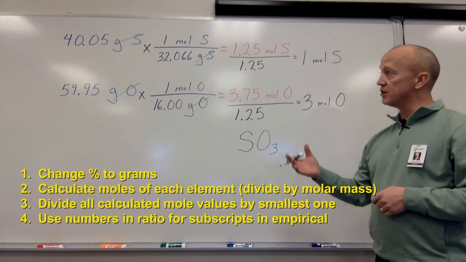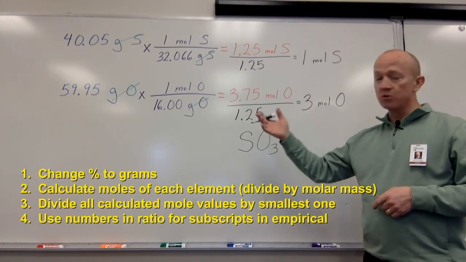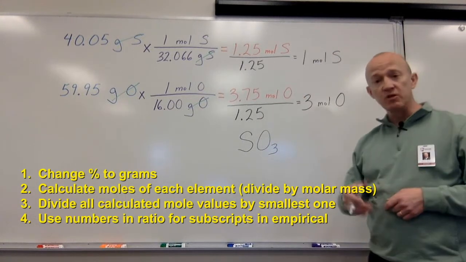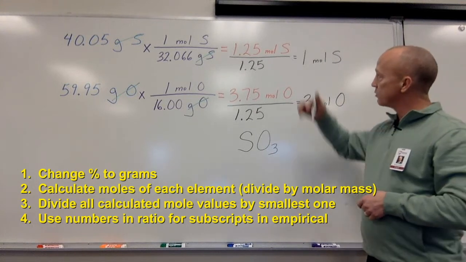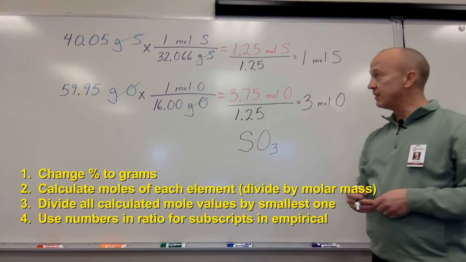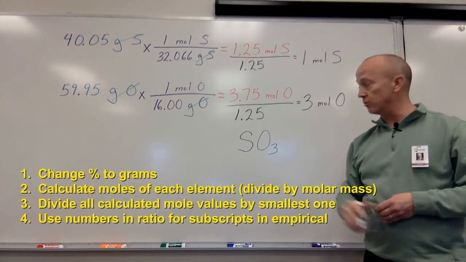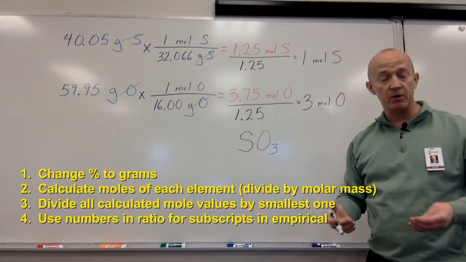Remember, we take the percentages and convert them to gram values. Then we find the moles of each element involved. We do this by dividing by molar mass. Once we've gotten mole amounts for each element, we take the smallest mole amount and divide all of the values by that amount. The answers we get correspond to the subscripts for our empirical formula.